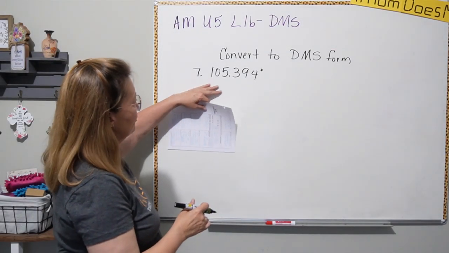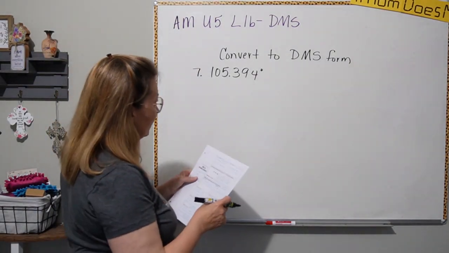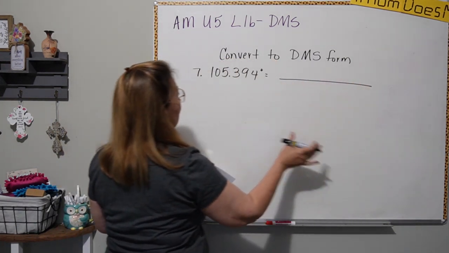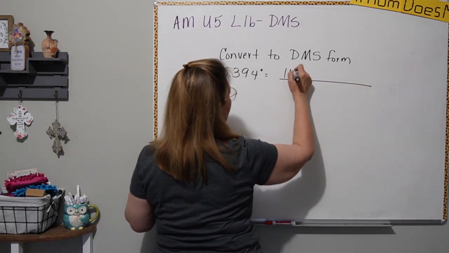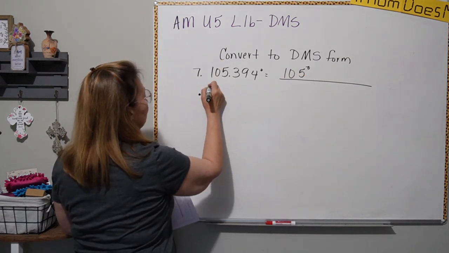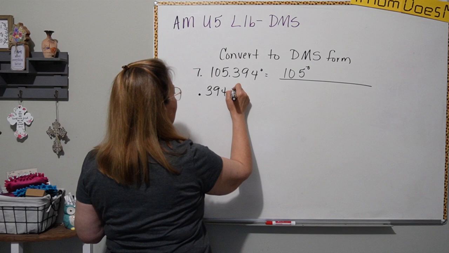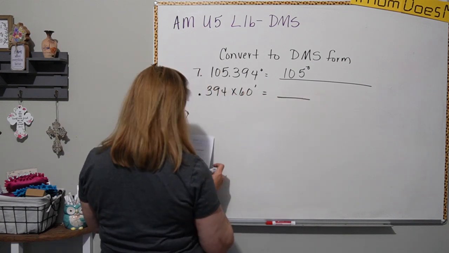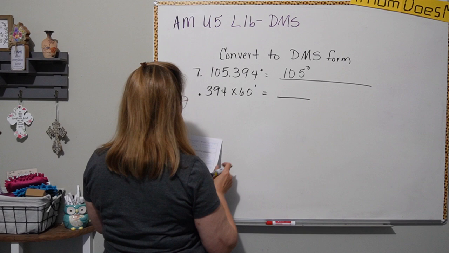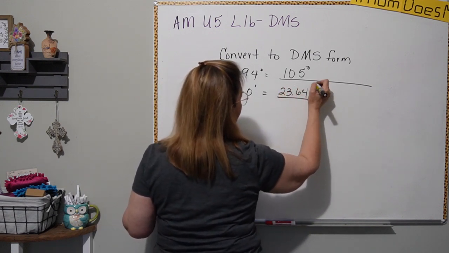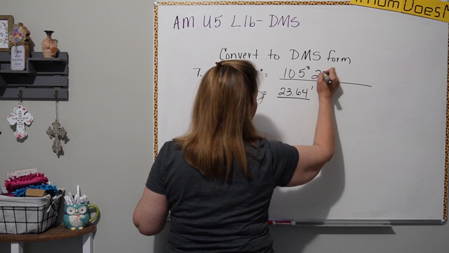Okay, for number 7, we've got 105.394 degrees, and we're going to change that to DMS form. So the 105 degrees is going to stay the same. Now we're going to take 0.394, and we're going to multiply it times 60 minutes. And when you do that multiplication, you will get 23.64 minutes. So we're going to take the 23 minutes.